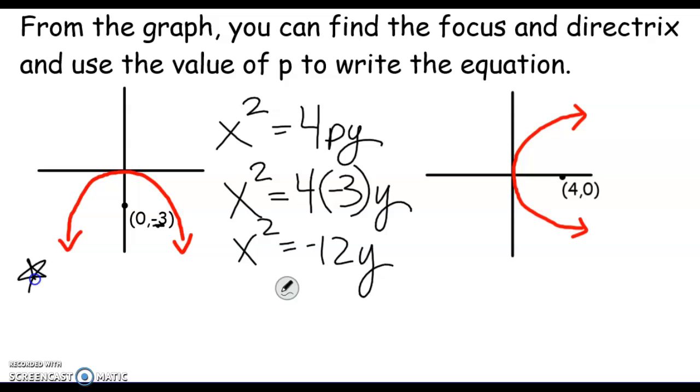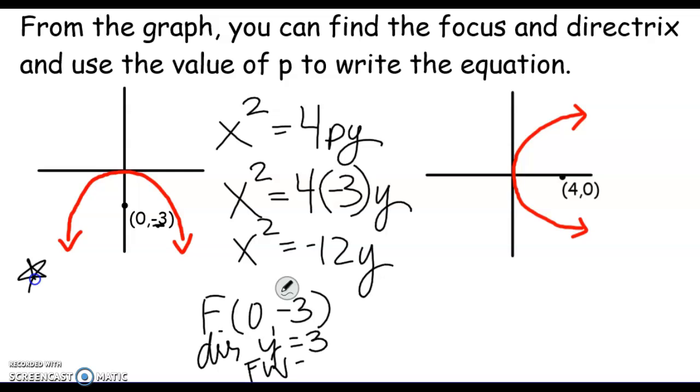You can find the focus. So the focus was (0, -3). And therefore the directrix is a side-to-side line, so y equals +3. My focal width is 12, ±12. It's always an absolute value. All right, let's look at this next one.